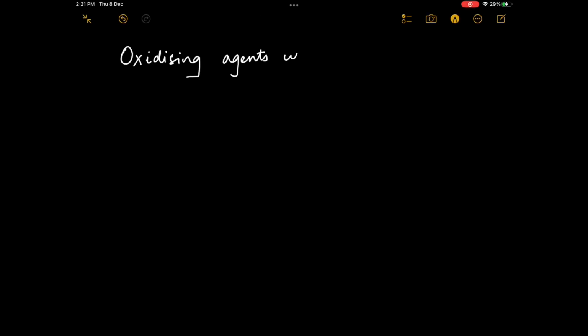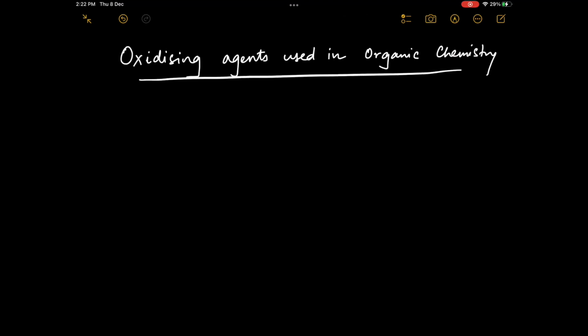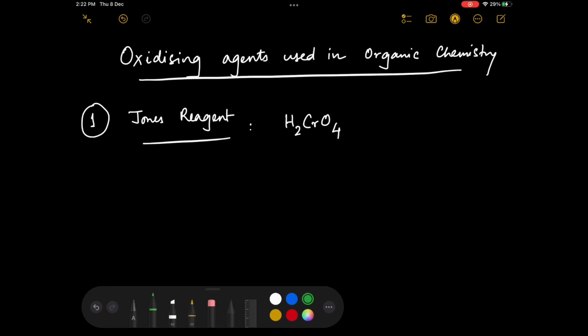So hello again everyone. Today we will be talking about a few common oxidizing agents that are used in organic chemistry. These are also used in laboratory organic chemistry and while we are practicing organic reactions. So the first one is a name reagent which is known as the Jones reagent.